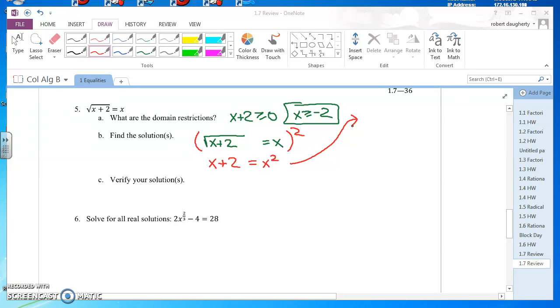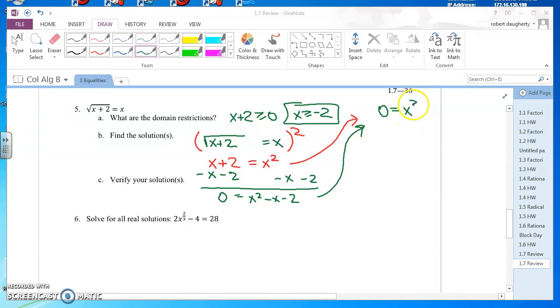In order to solve that, we have to set it equal to 0. So I'm going to move everything to the right side. So subtract x, subtract 2, and that will give me 0 equal x squared minus x minus 2. Okay. So come back up here. So 0 equal x squared minus x minus 2.